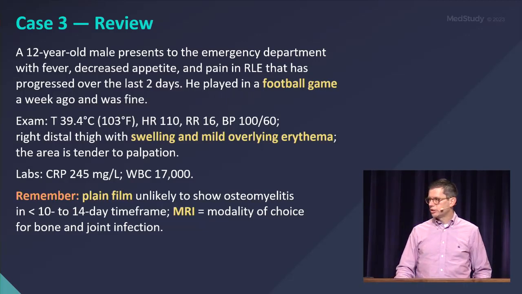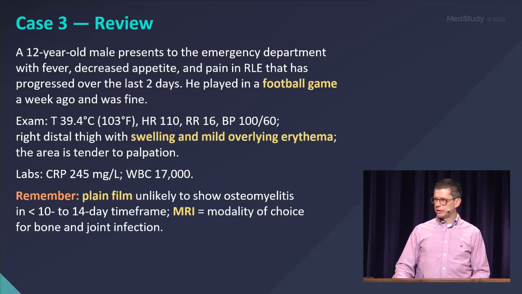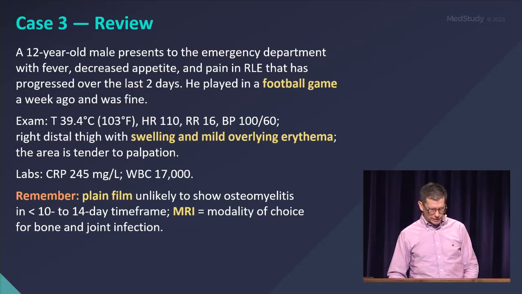The plain film is not going to show osteo for about 2 weeks. So don't get fooled if they say the kid's been symptomatic for 4 days and you get a plain film that's negative for osteo. It doesn't mean it's not osteo, it just hasn't shown up yet. And the MRI typically is the test of choice for this.